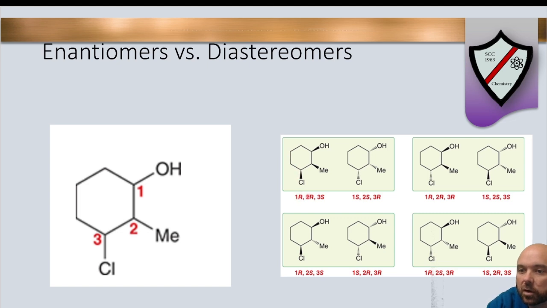In this case, we have 1R, 2R, 3S. And the exact opposite is 1S, 2S, 3R. So these 2 molecules are superimposable mirror images of one another, making them enantiomers. This molecule, compared with any other molecule in any of the boxes other than the one it shares, would be considered diastereomers of the rest of the molecules. Everything inside the boxes shares physical characteristics. This molecule and any of the other molecules will not share physical characteristics.